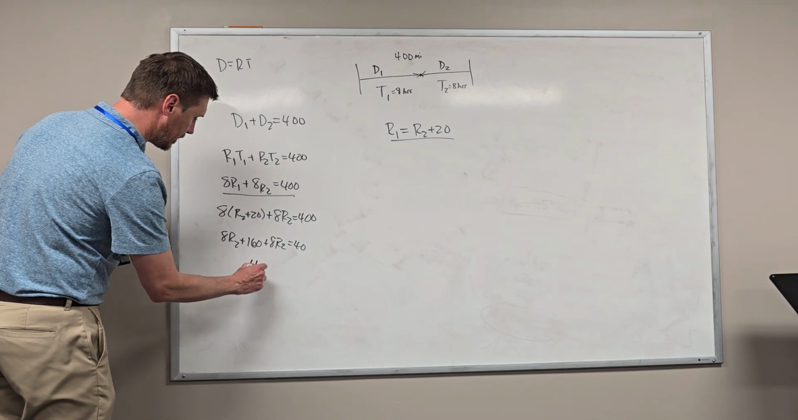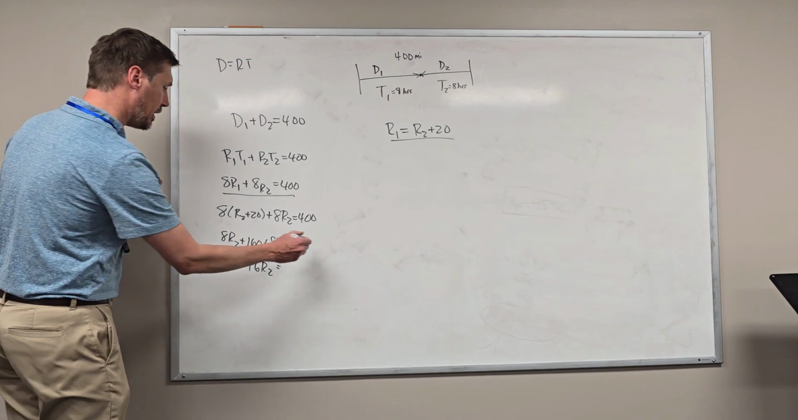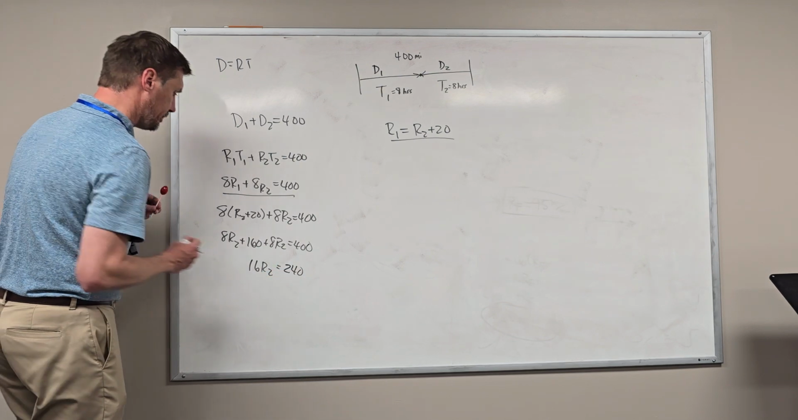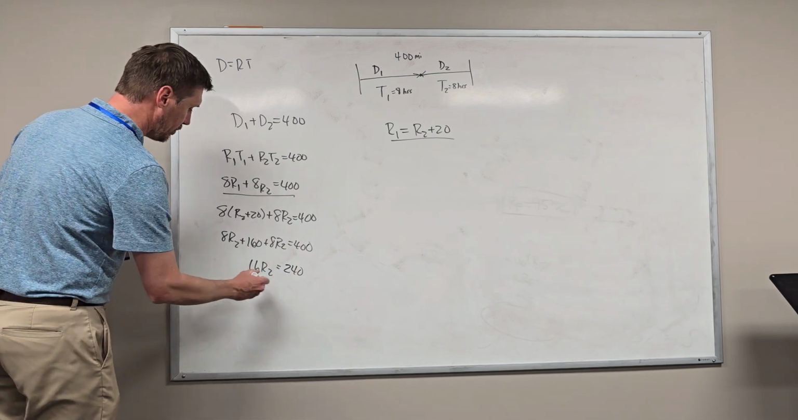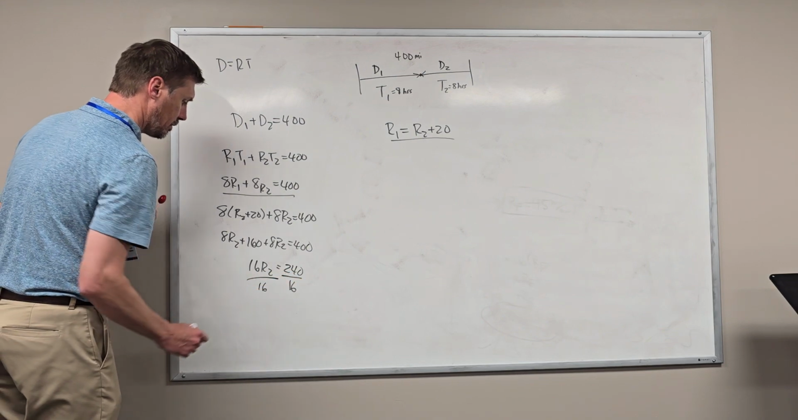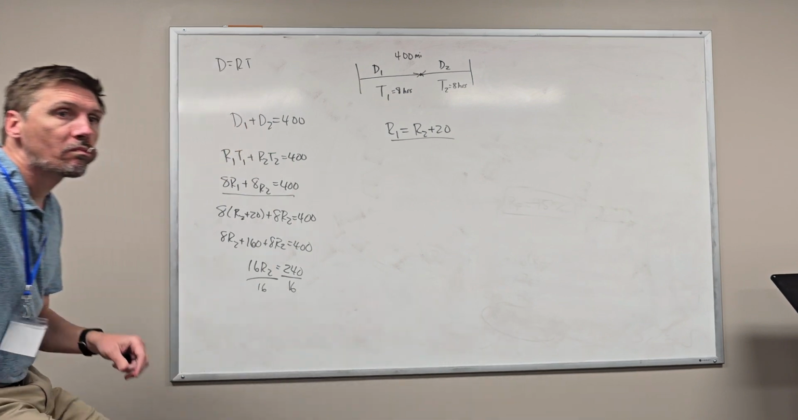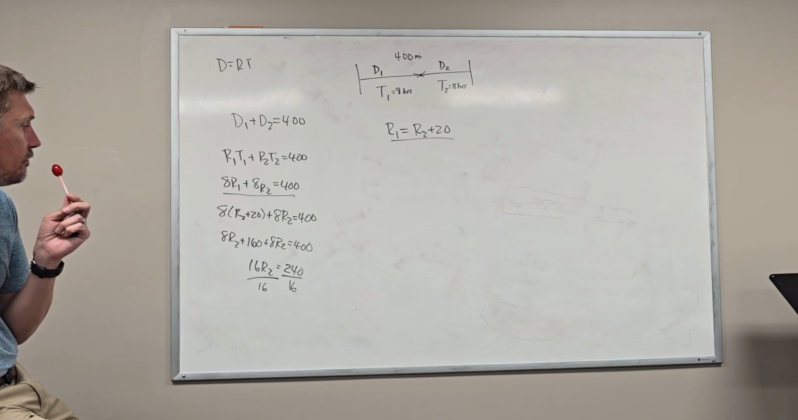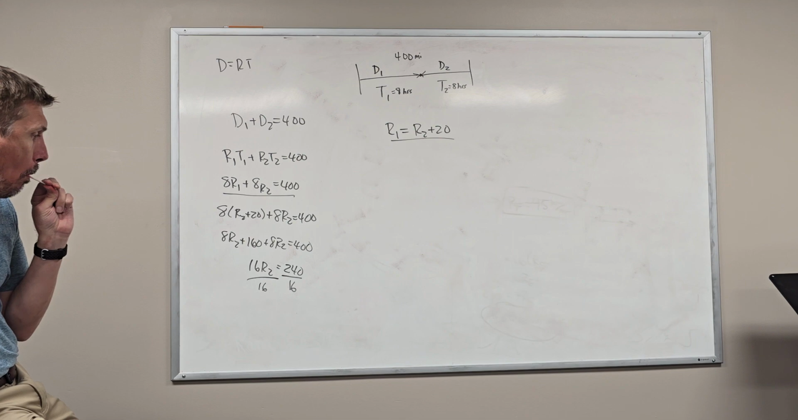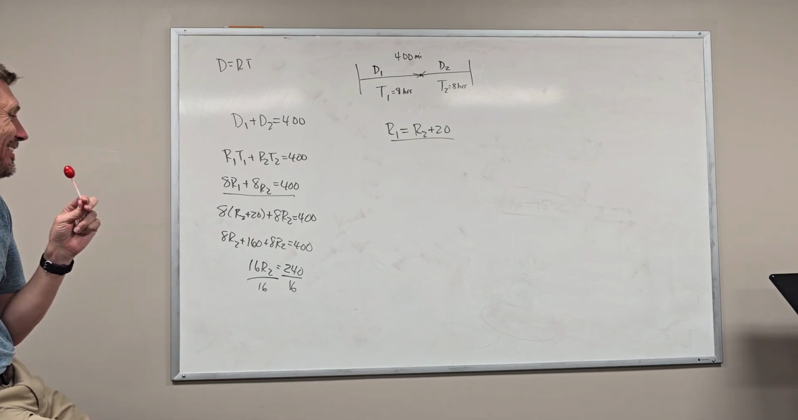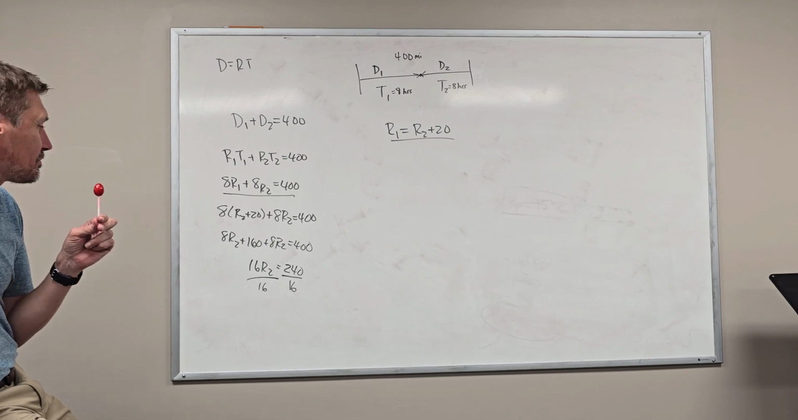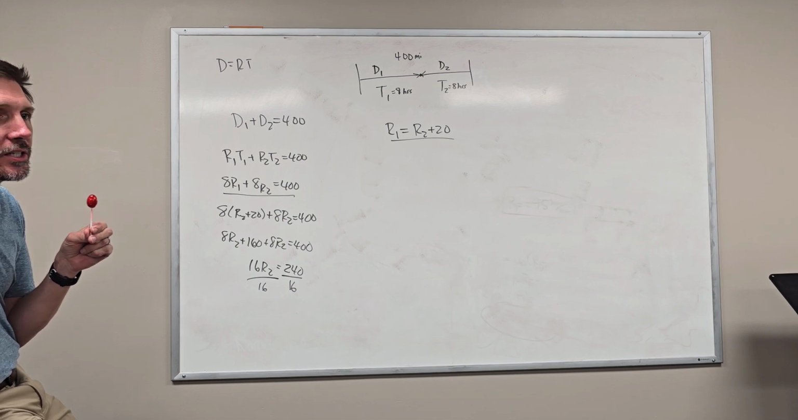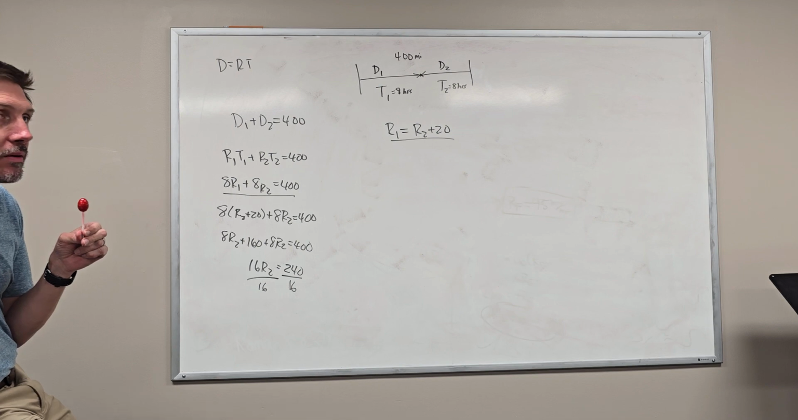Combining the R2s together, we have 16 R2. Move the 160 to the other side. What's 400 minus 160? 240, right? And then what's 240 divided by 16? Tell me the question: 240 divided by 16. Oh, I put 60. 240 divided by 16, would that be 12?